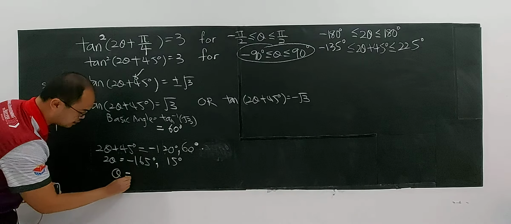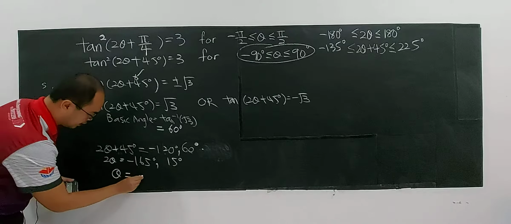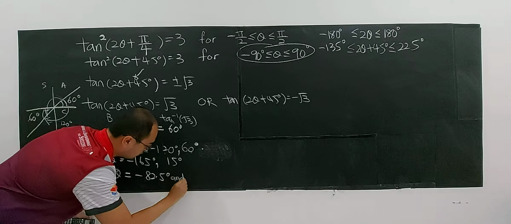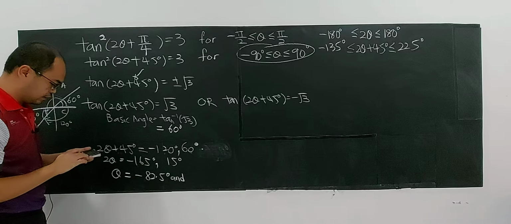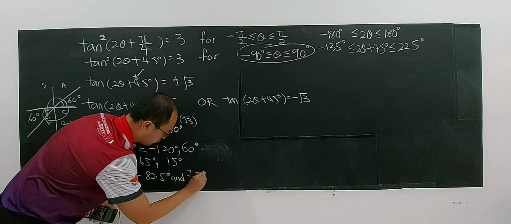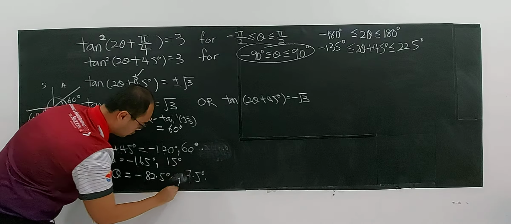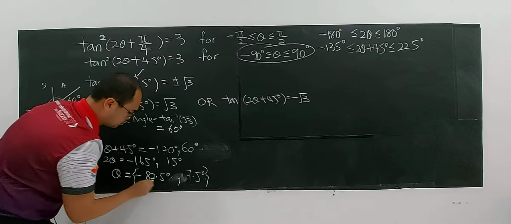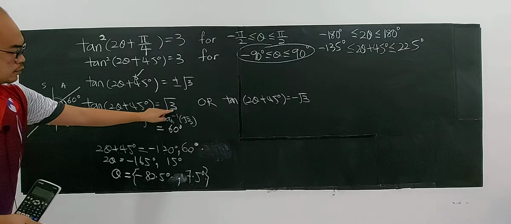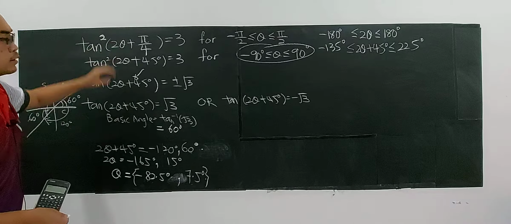And your theta in this case will be negative 165 divided by 2, so you have negative 82.5 degrees, and 15 degrees divided by 2, you have 7.5 degrees, right? So it means that you have two solutions for theta that satisfy this one, square root of 3, which also satisfies this one because this one comes from here, right?